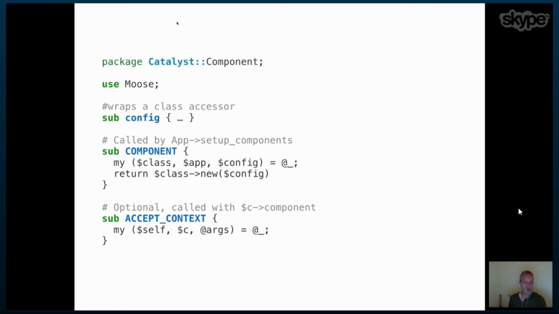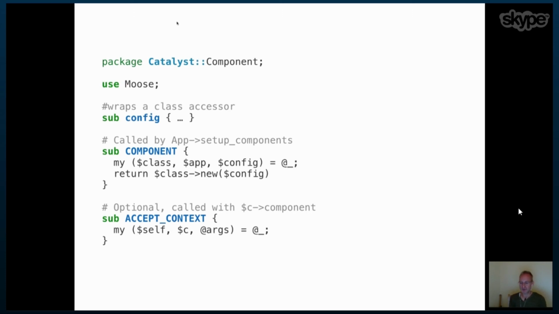Let's talk about each one of those in turn. Actually, let's start with component. So, what is the component method for a Catalyst component? When Catalyst starts up, you have your application subclass. That's your class where you're saying use Catalyst, right? And it's typically in the root class of your application.